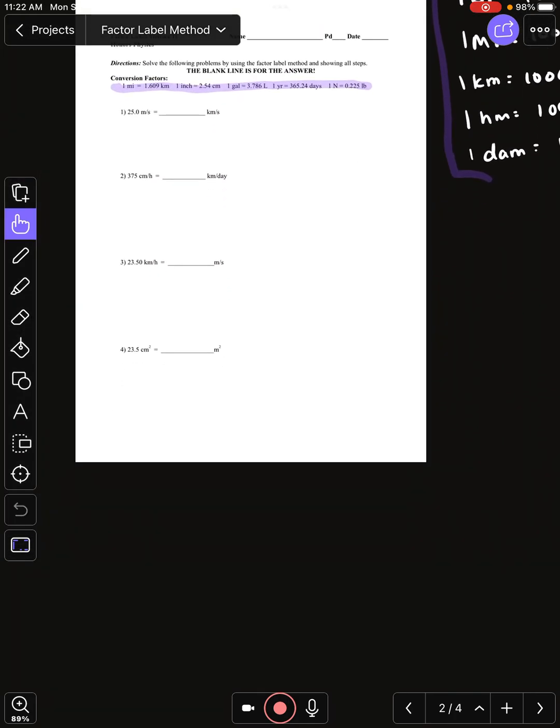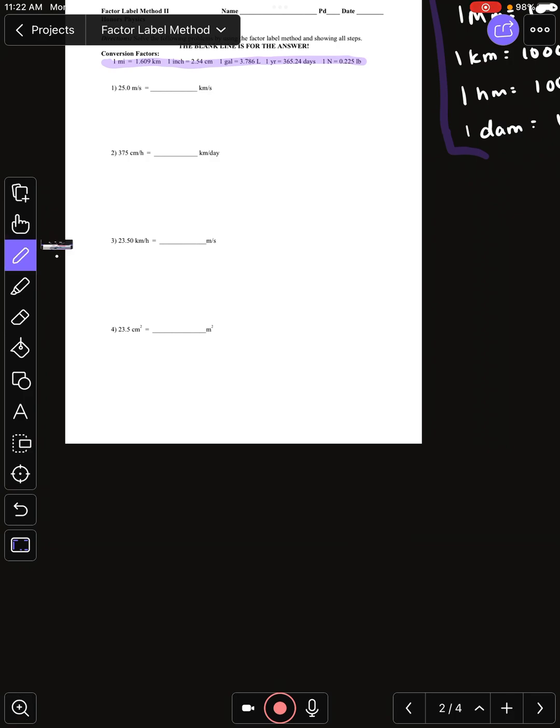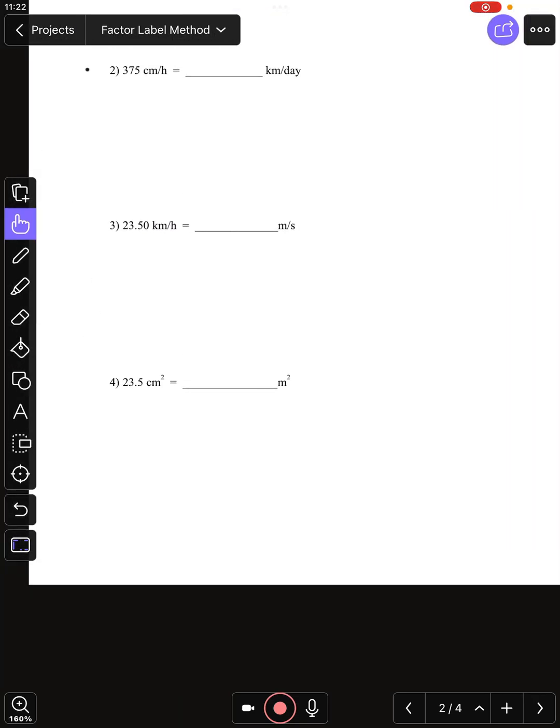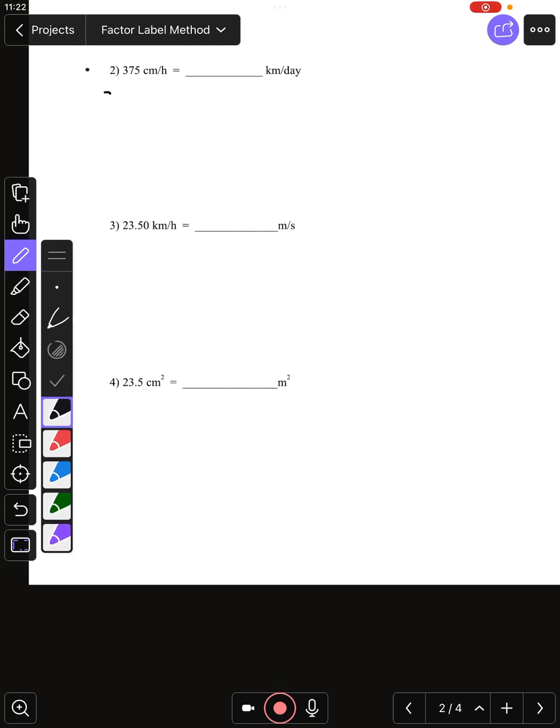All right, so let's go ahead and we're going to do number 2 to start out. Here I have centimeters per hour. So I'm going to write this as a fraction with 375 centimeters on top over 1 hour on the bottom. I'm putting an HR. It just makes me feel better. If you have just an H, that's fine.